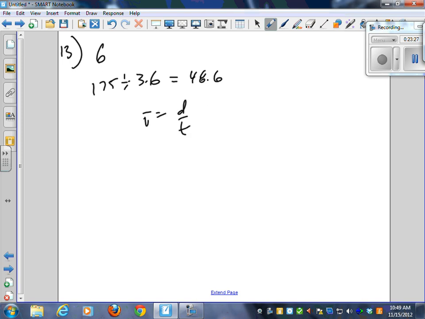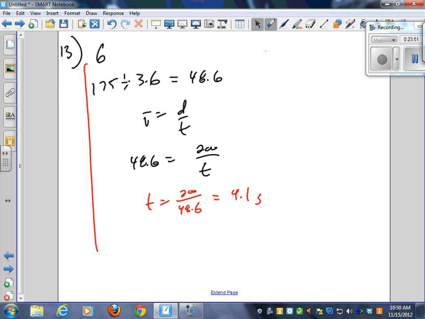V bar equals d over t, right? It has an average speed. Average speed is v bar. So 48.6, 200 meters. Again, the t's on the bottom. Cross them. It's got to be automatic. It has to be. You can't waste time, and you can't afford getting questions like that wrong. 4.1 seconds. Please note how my solution goes up and down. Not twisty.